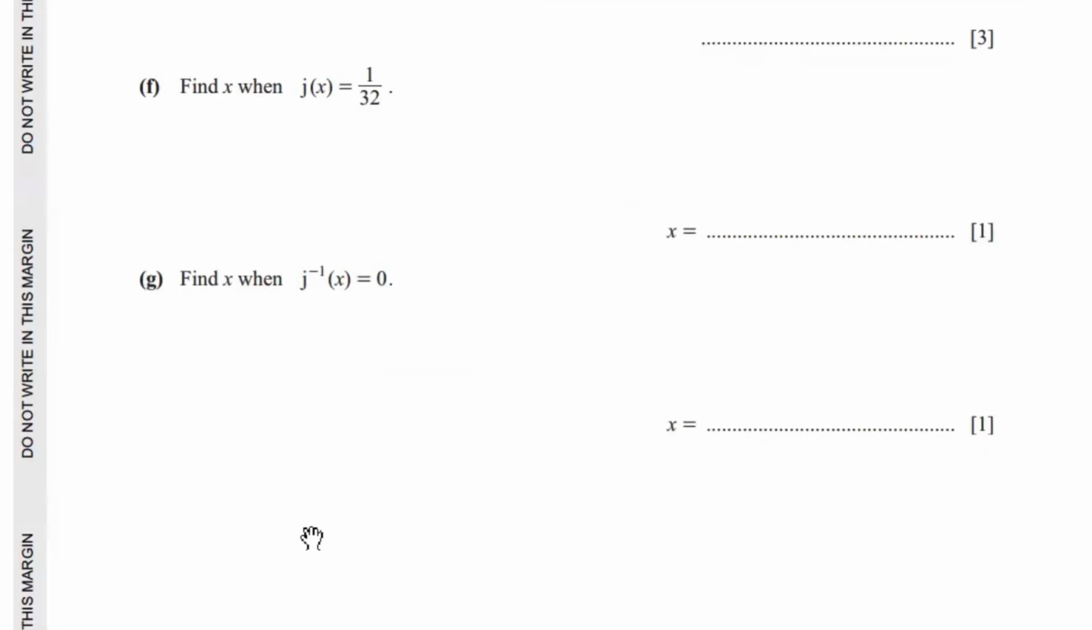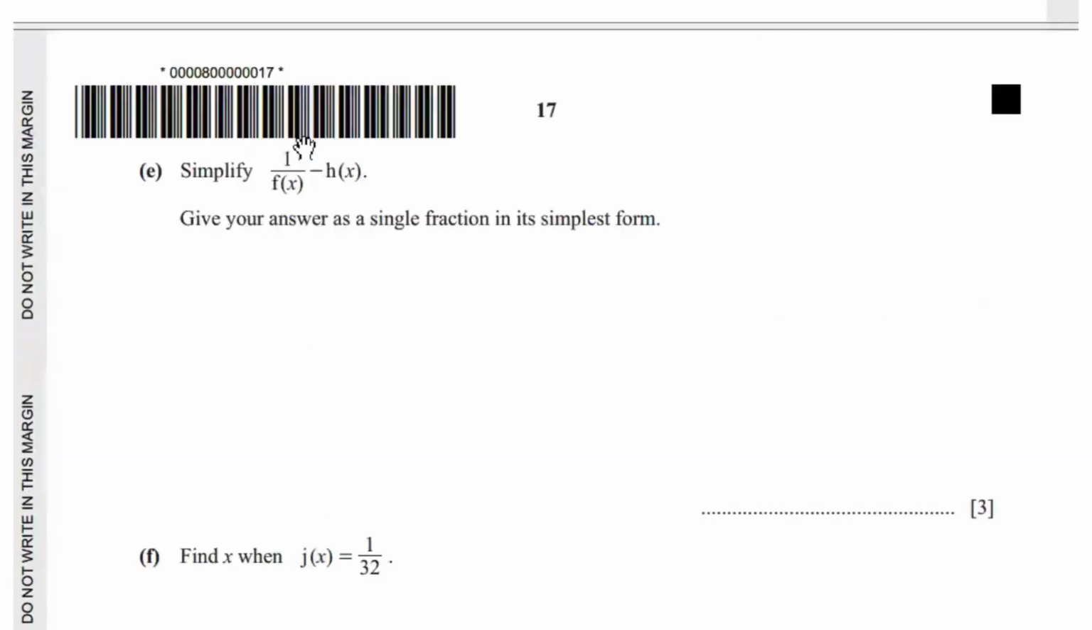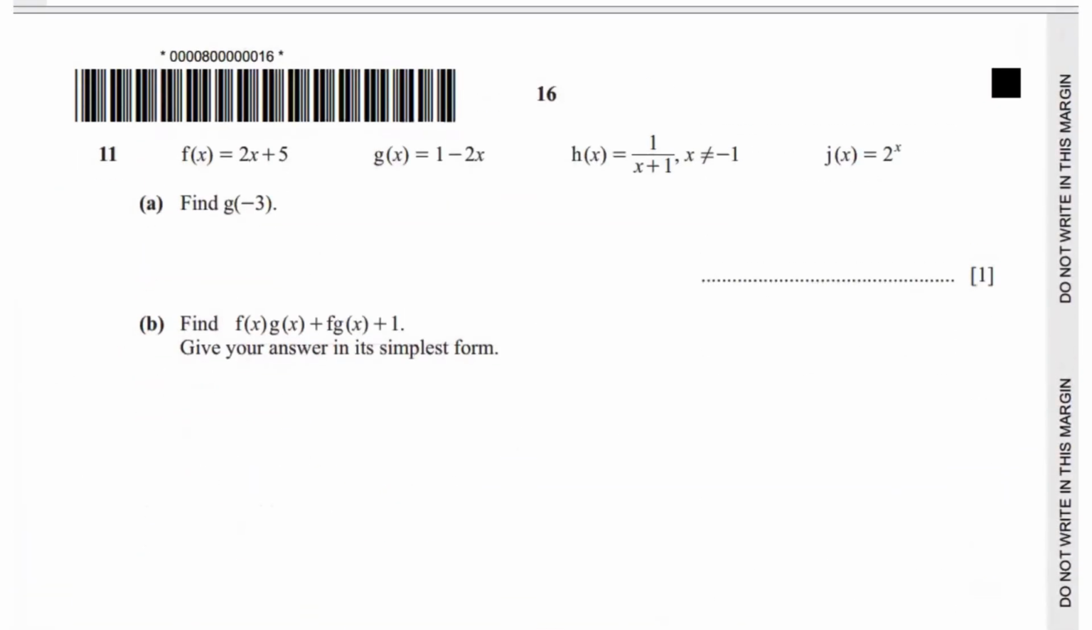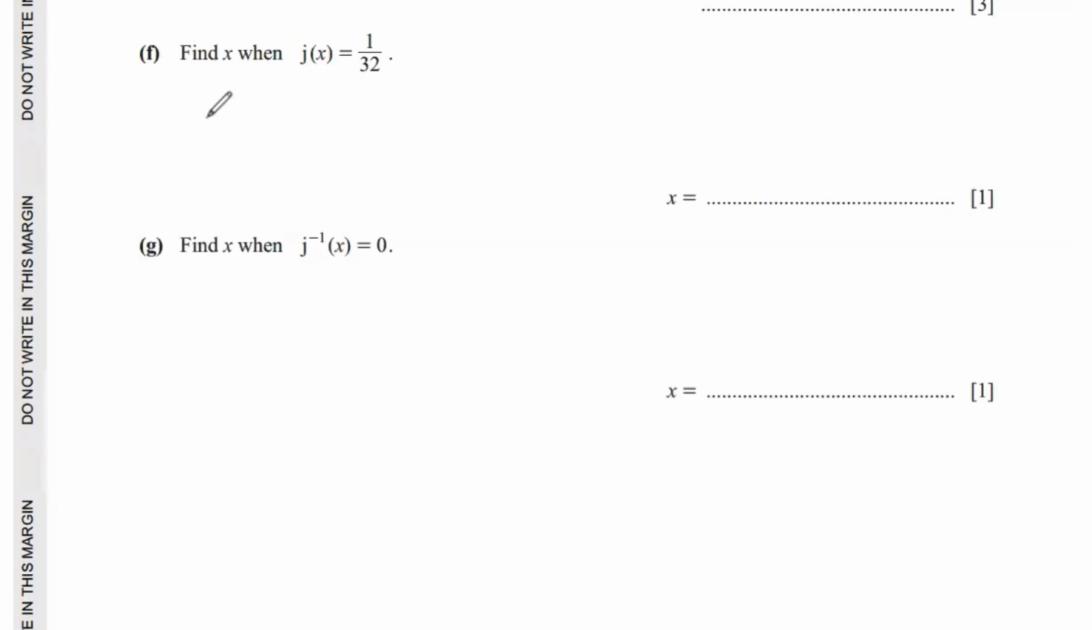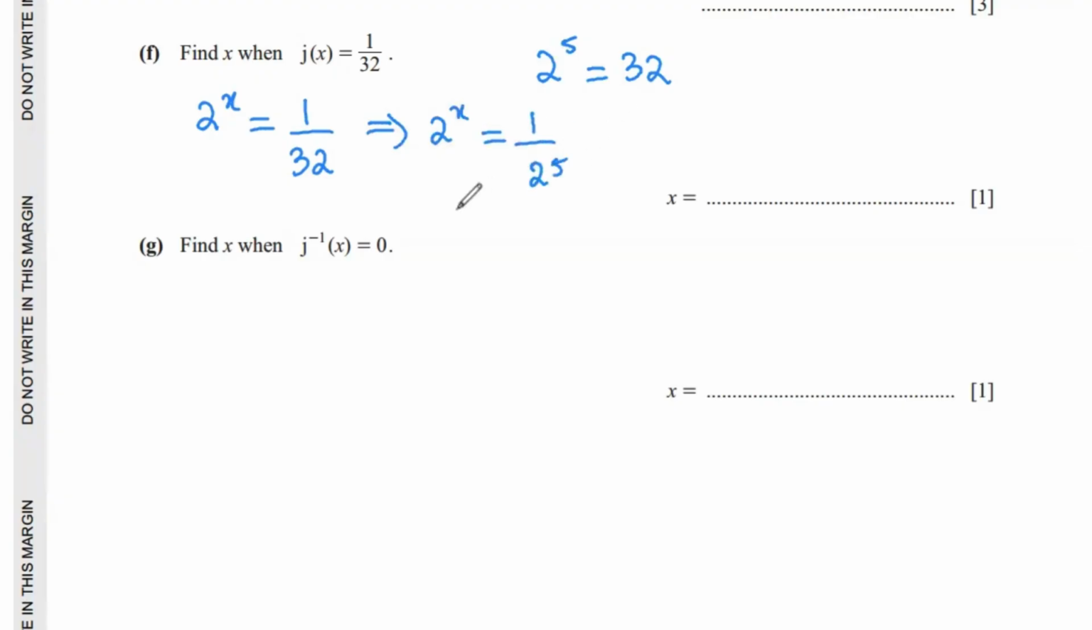That says find x when g of x equals 1 over 32. Now g of x was the exponential 2 to the power of x. So 2 to the power of x equals 1 over 32. Now remember, 2 to the power of 5 is the same as 32. So this becomes 2 to the power of x equals 1 over 2 to the power of 5, which is the same as 2 to the power of x equals 2 to the power of negative 5.